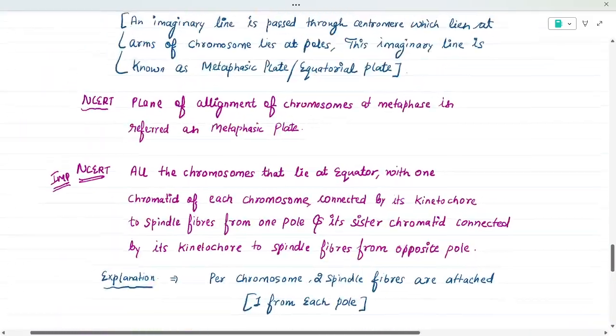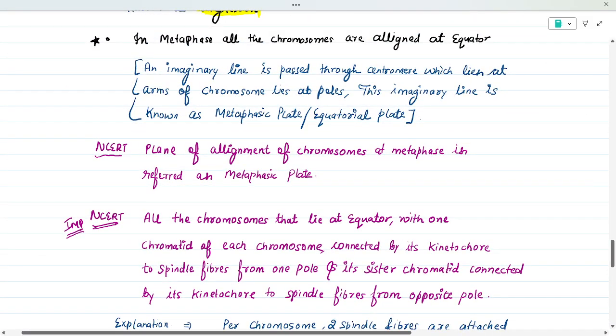So we have studied in metaphase all the chromosomes are aligned at the equator. Got it? An imaginary line is passed through the centromere which lies at the equator, and arms of chromosomes lie at poles. This imaginary line is known as the metaphasic plate or the equatorial plate. And this plane of alignment of chromosomes at metaphase is referred to as the metaphasic plate. That is your NCERT line.